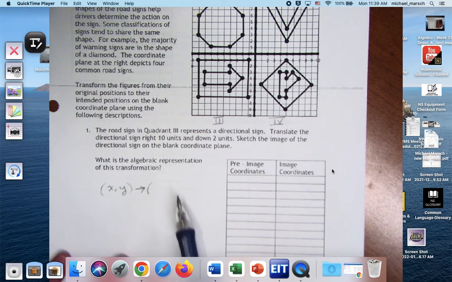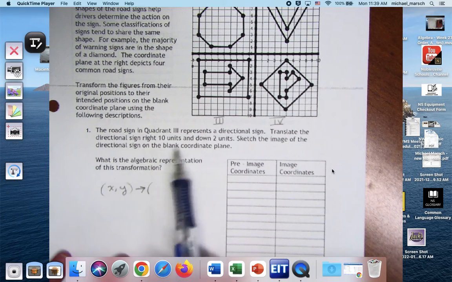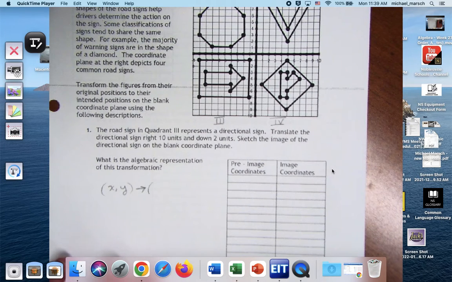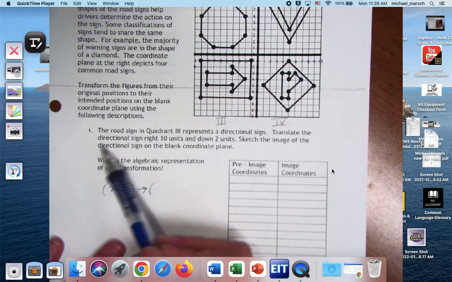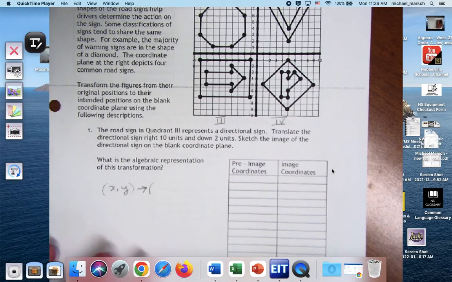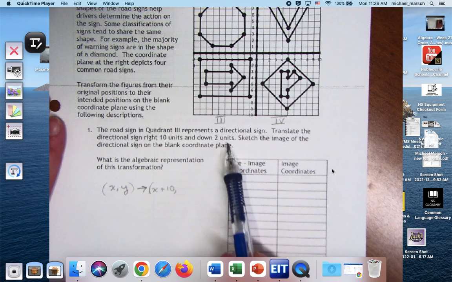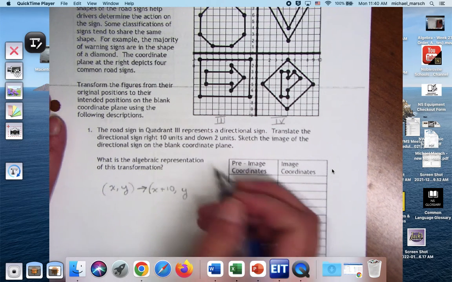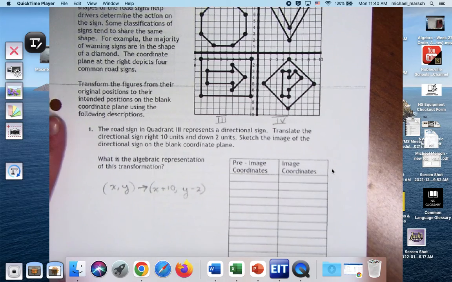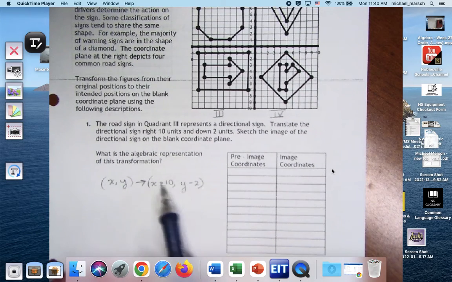Okay. So what will I do to each x value if I'm shifting it to the right 10? What was the question? If I'm moving this to the right 10, what will I do to each x value to represent that? So you guys can look at that pink piece of paper for ideas. Plus 10. So it's going to be x plus 10. And then if I'm shifting it down 2 units, what will I do to each y value? Minus 2. So this is going to be what I'm going to do to each value.